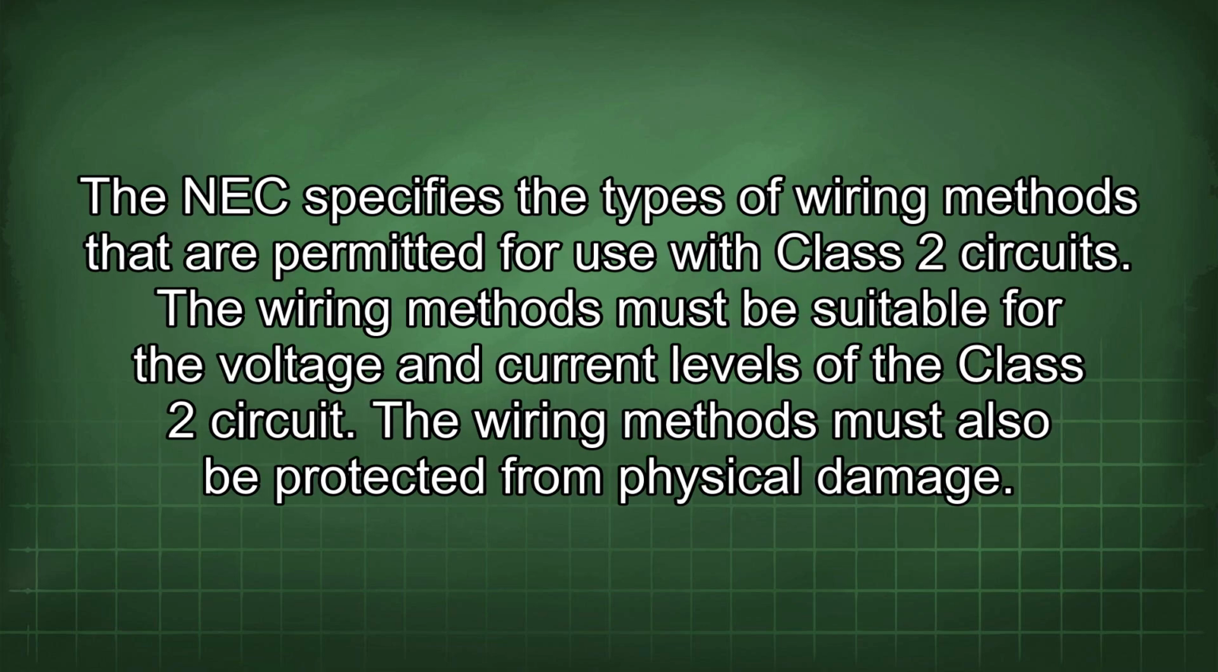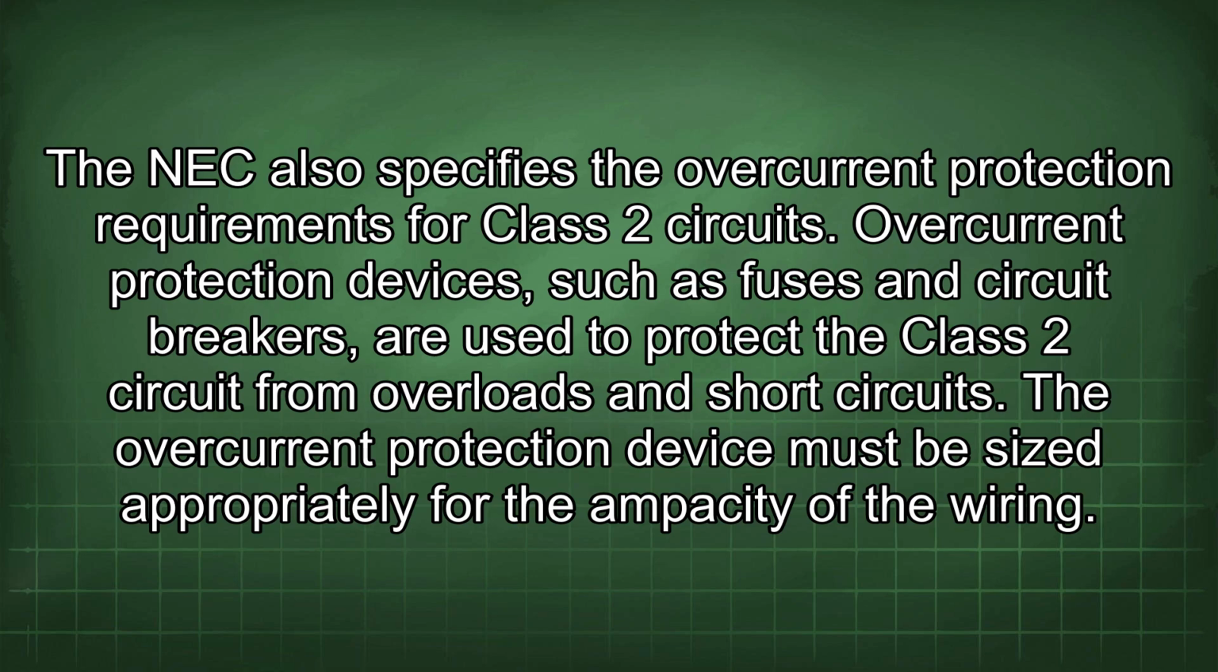The NEC specifies the types of wiring methods that are permitted for use with Class 2 circuits. The wiring methods must be suitable for the voltage and current levels of the Class 2 circuit, and must also be protected from physical damage. The NEC also specifies the overcurrent protection requirements for Class 2 circuits. Overcurrent protection devices, such as fuses and circuit breakers, are used to protect the Class 2 circuit from overloads and short circuits. The overcurrent protection device must be sized appropriately for the ampacity of the wiring.